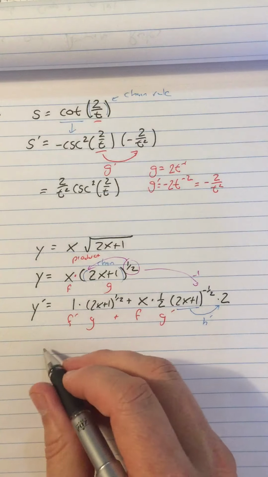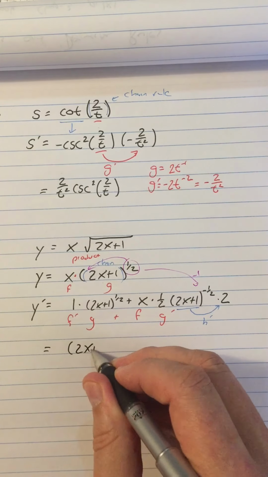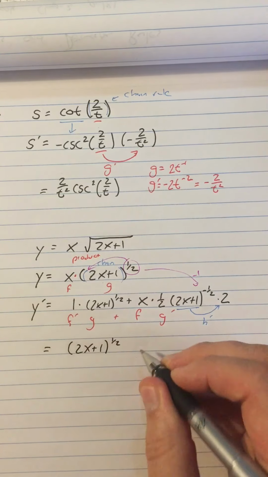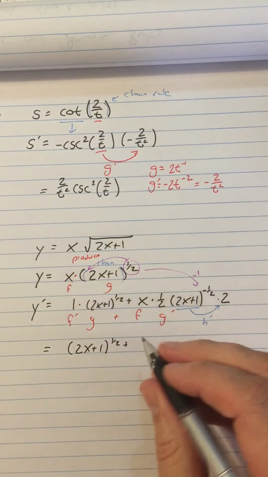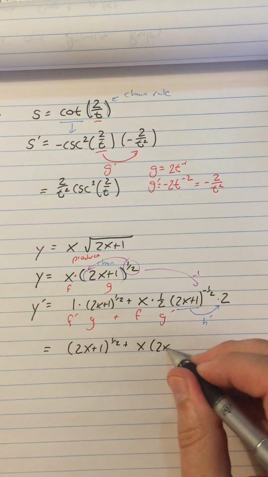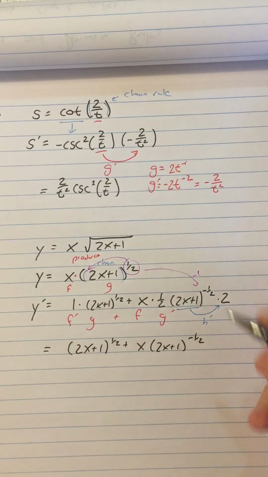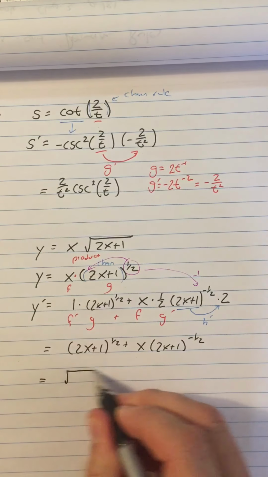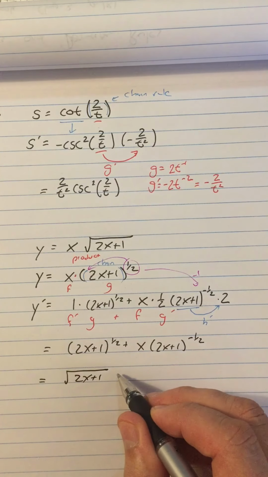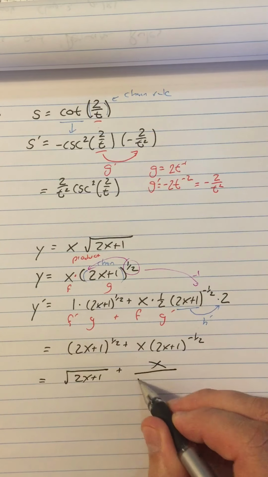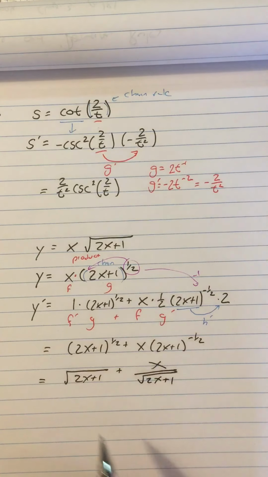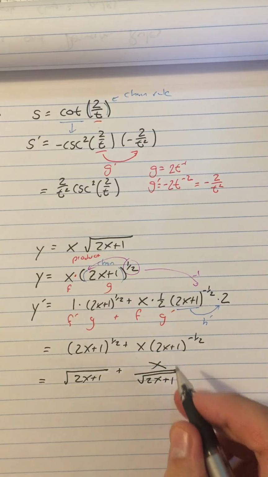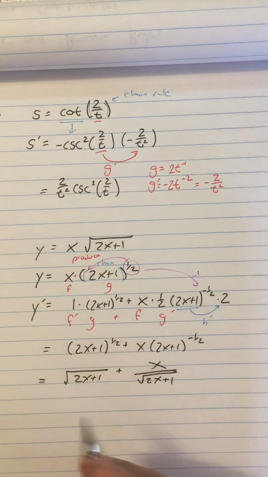Now I should just try to simplify it as much as I can. So I have (2x plus 1) to the 1/2 power plus, oh, the 1/2 and the 2 cancel out. So I have x times (2x plus 1) to the negative 1/2. Since my question was originally phrased as a root, maybe I should write this as a root: square root of 2x plus 1 plus x over square root of 2x plus 1. Sometimes you can do a lot of simplification by multiplying the top and bottom by the square root of 2x plus 1 and trying to find a common denominator or something. But we're not going to bother doing that. We're just going to say that's number 8.